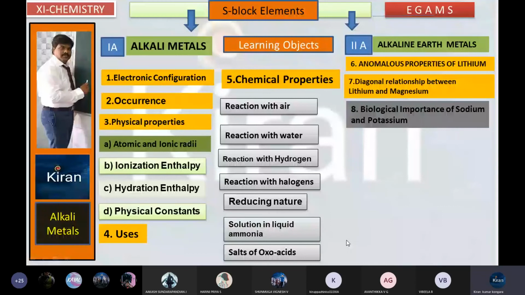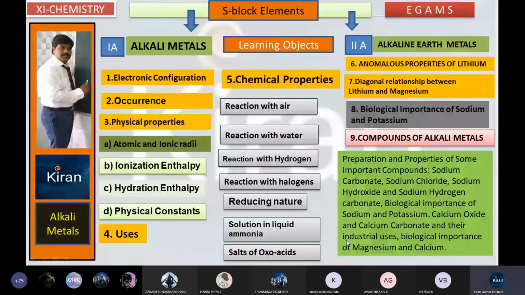Compounds of alkali metals, means sodium carbonate, sodium chloride. So preparation and properties of some important compounds like sodium carbonate, sodium chloride, sodium hydroxide, and sodium hydrogen carbonate, as well as the biological importance of sodium and potassium, calcium oxide and calcium carbonate and their industrial uses, and biological importance of magnesium and calcium. So the 8th topic, 9th topic, and this 10th topic, these three, as per the new syllabus, we don't have.